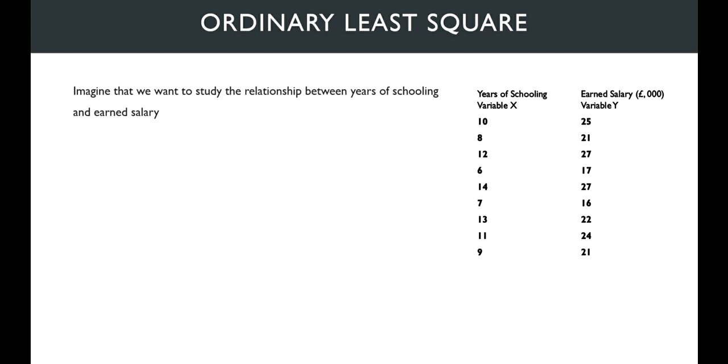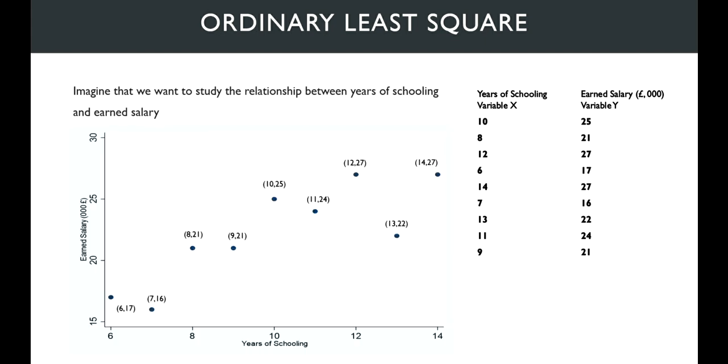So as a first step towards examining the relationship between these two variables, we plot them together, with years of schooling on the x-axis and earned salary on the y-axis. It appears that both variables are positively correlated because they appear to move in tandem. So as the years of schooling goes up, it appears that there's a corresponding increase in the earned salary as well.